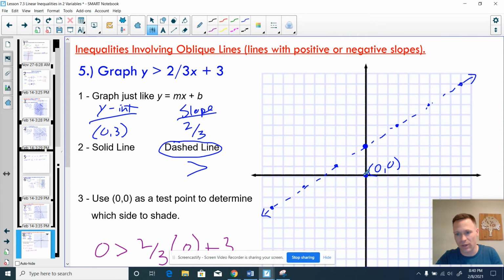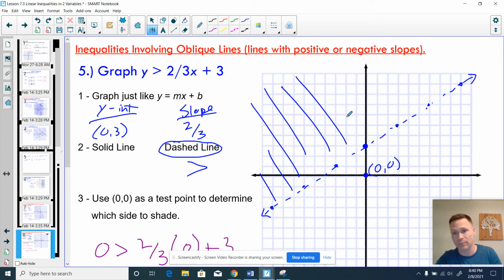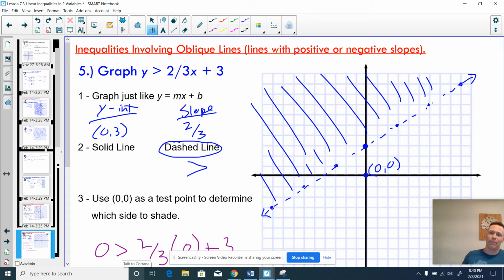So 0, 0 is right here. We tested it. We got a false statement, which means none of the points over here are solutions, which means all the points over here are solutions. There we go. All right. So again, those are the 3 steps. Graph it like you know how, slope-intercept form, or if it's in standard form, we can find x and y intercepts. Hint, hint, we're going to do that next. Solid or dashed line, pay attention to the symbol, and then test the point 0, 0.